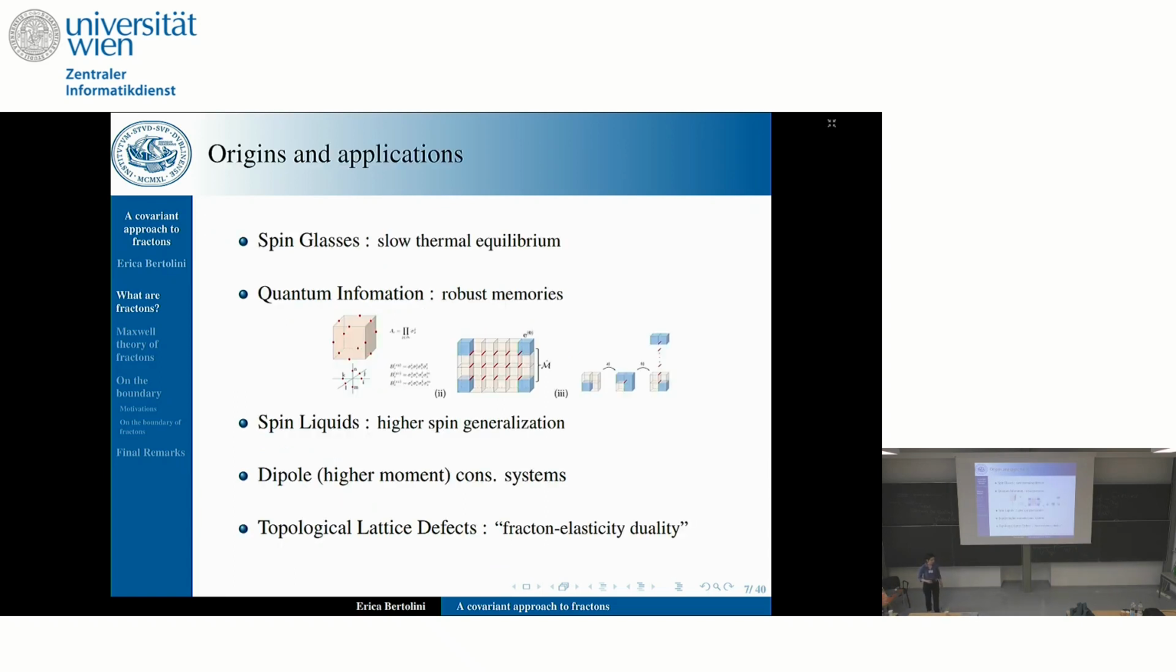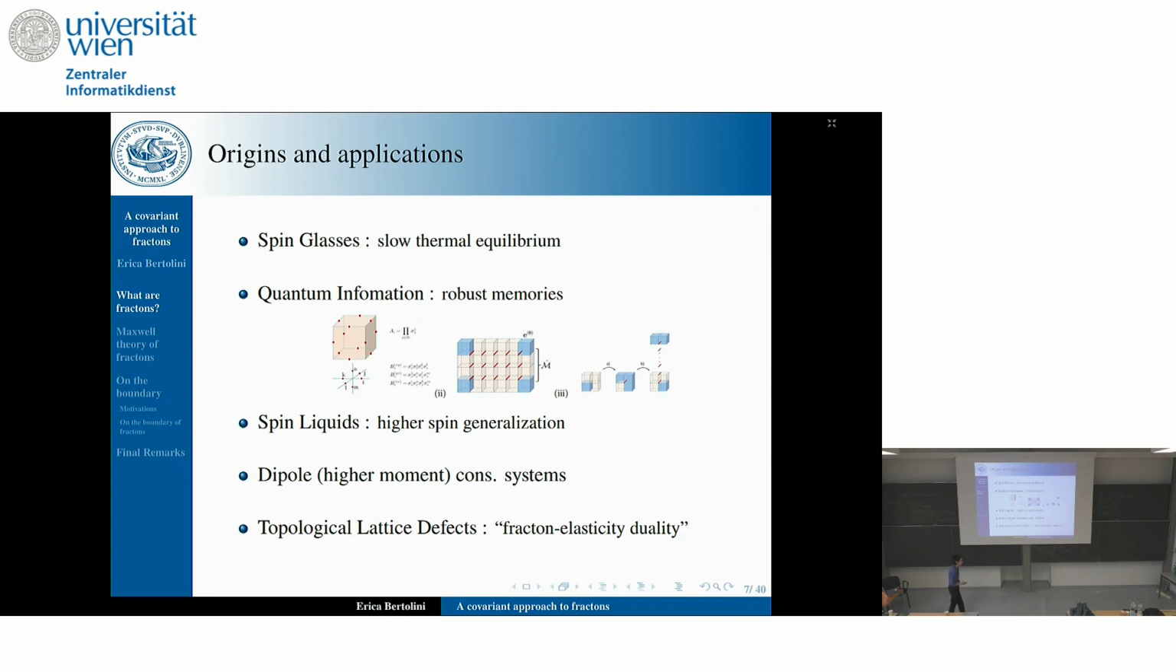So fractons can be found in different contexts. For instance, one can use the limited mobility in the context of spin glasses to describe the way of reaching slow thermal equilibrium. They were used in the context of quantum information in order to build robust memories, and this is an example of the X-cube model. In that case, we're talking about spin-like objects, and fractons can be, for instance, identified with these blue cubes on the lattice.